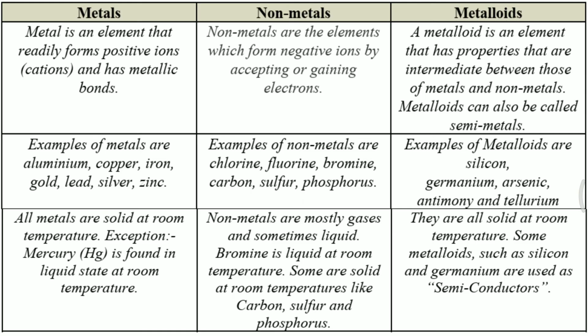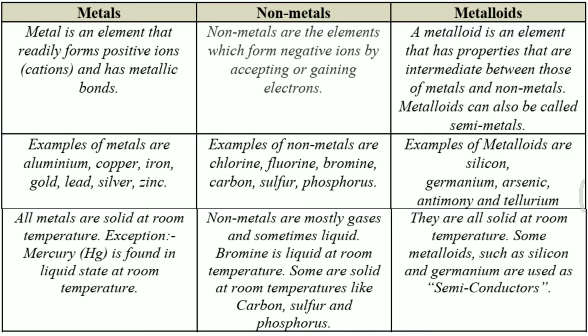So what is the basic difference between metals, non-metals and metalloids? Metal is an element that readily forms positive ions, cations and has metallic bonds. In case of non-metals, these are the elements which form negative ions by accepting or gaining electrons. While metalloid is an element that has properties that are intermediate between those of metals and non-metals. Metalloids can also be called semi-metals.